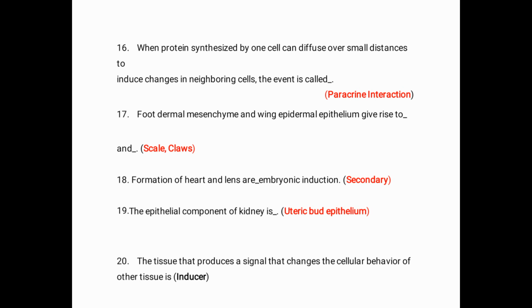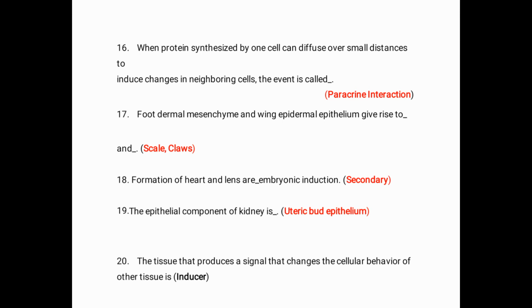When the protein synthesized by one cell diffuses over a small distance to induce change in a neighboring cell, this event is known as paracrine interaction. This is the definition of paracrine interaction. Foot dermal mesenchyme and wing epidermal epithelium give rise to scales and claws.